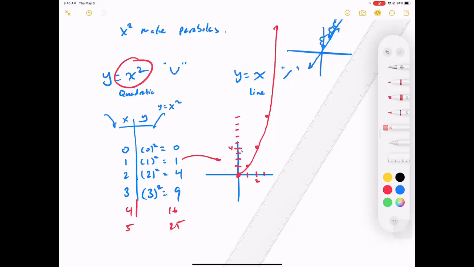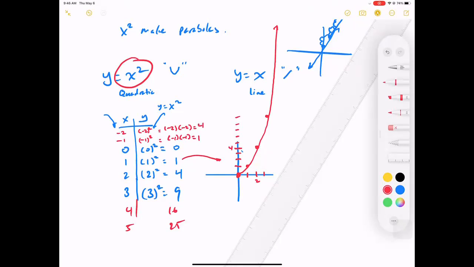Now, why does it look like a U? Let's take a look at the left side. If I plug in, let's go back and write on the left side, -1 squared, -2 squared. Take a look at what happens. What happens when you multiply a negative by a negative? A negative 1 times a negative 1, let's write that out. The negatives cancel out, becoming a positive 1. A negative 2 times a negative 2. What do you think happens to those negative signs? A negative times a negative becomes a positive.